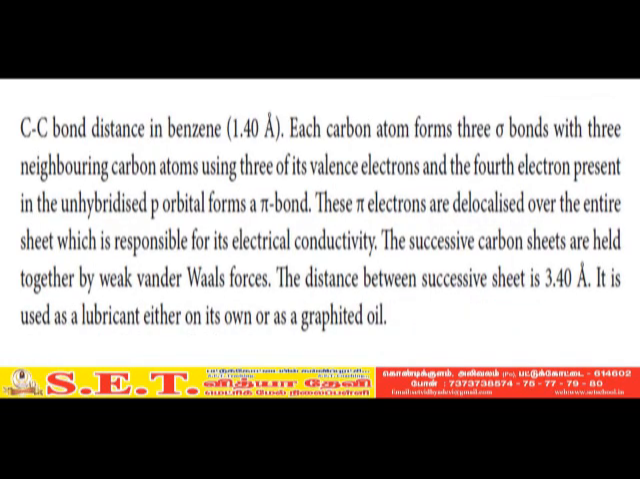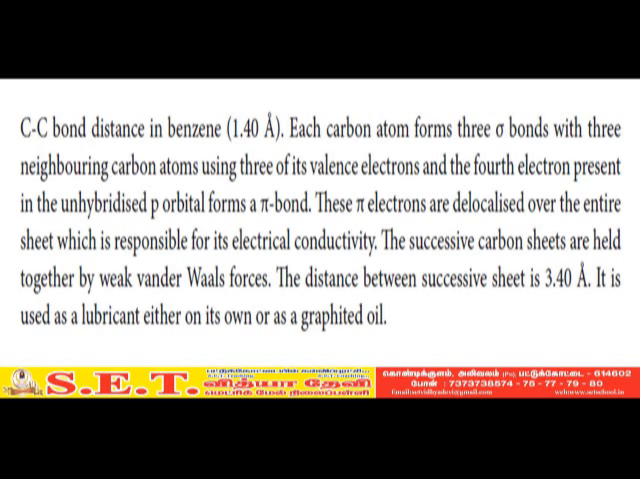And the carbon to carbon distance in benzene is 1.40. Each carbon atom forms 3 sigma bonds. You know, sigma bond means a single bond, that is a saturated bond, with 3 neighboring carbon atoms using its valence electrons. The fourth electron is present in the unhybridized p orbital. The fourth electron, the last one, carbon has 4 electrons.